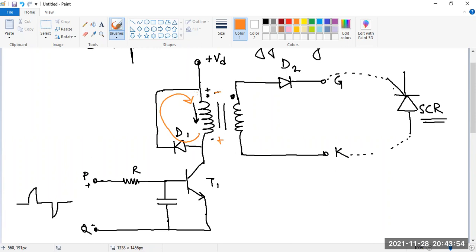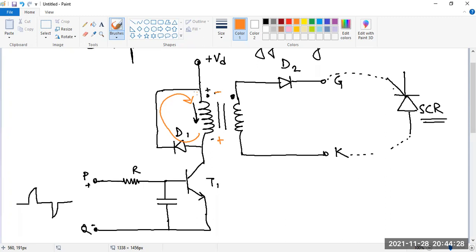Similarly, what is the application of D2? Why are we using this D2 in the secondary of the pulse transformer? So D2 will ensure there is no reverse current in the secondary coil, isn't it? So these are the applications of these two diodes.